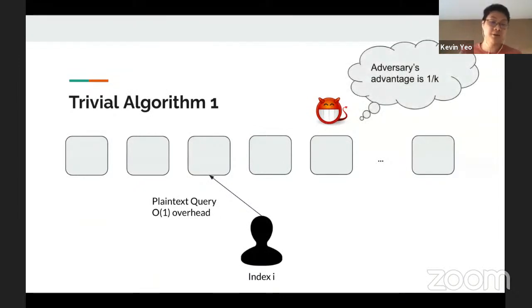But really what you're playing with is hoping that the random server that you chose is not being compromised by the adversary. So the adversary's advantage is essentially 1 over k. It just has to hope that the client picked the compromised adversary.